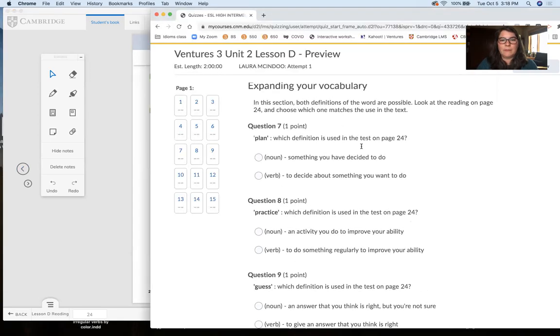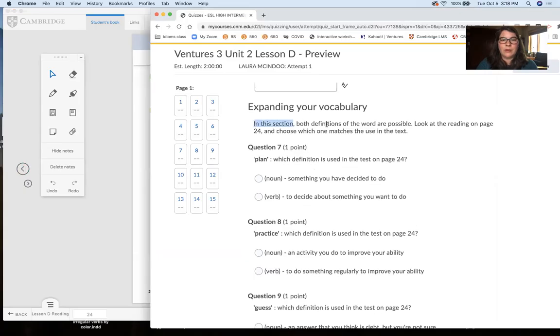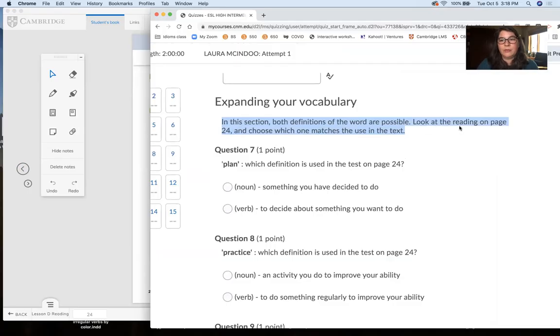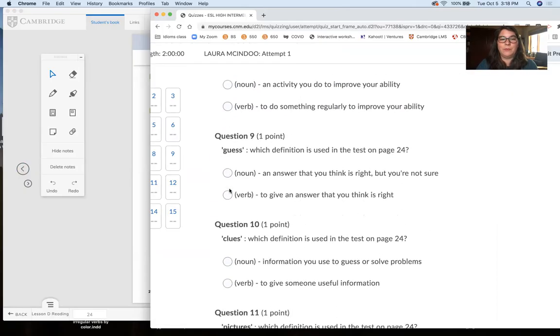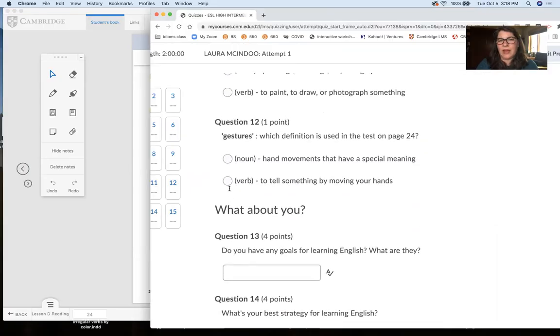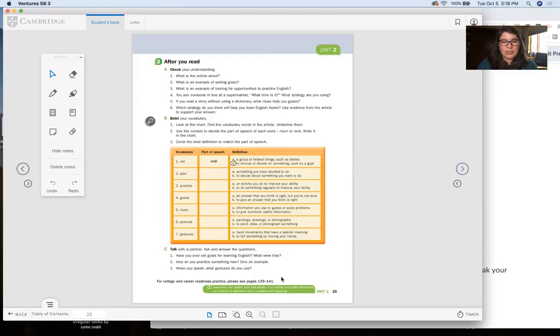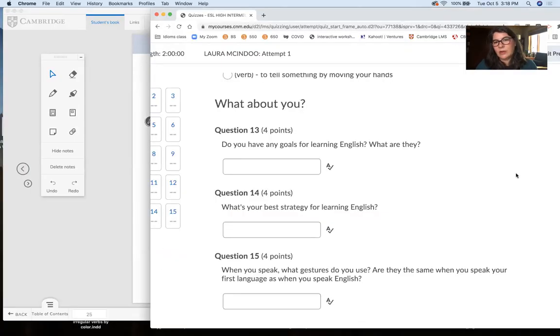And right here, it says both definitions of the word are possible in English. Look at the reading on page 24. Choose which one matches the use in the text, okay? So plan is either a noun or it's a verb. So check the reading and then let me know, okay? So there's 5 of those, I think. And then the last thing, there's some questions down here on 25. I put in here, I changed them a little bit, okay?